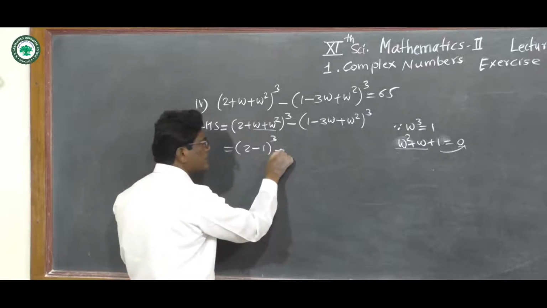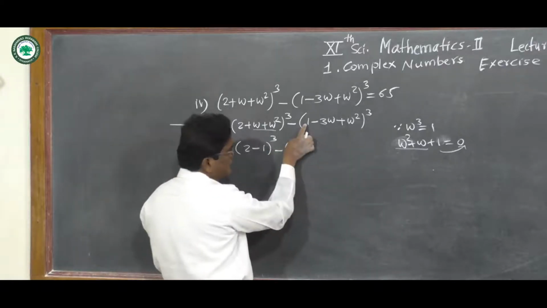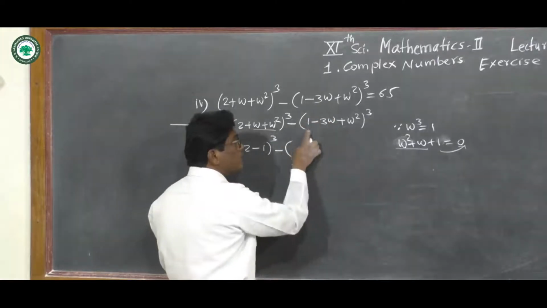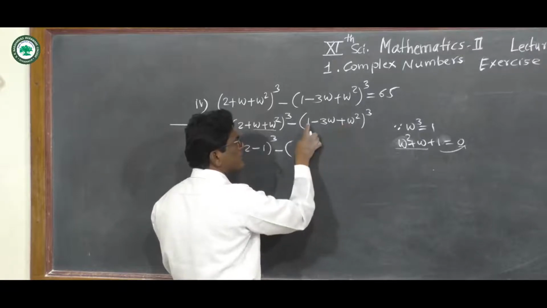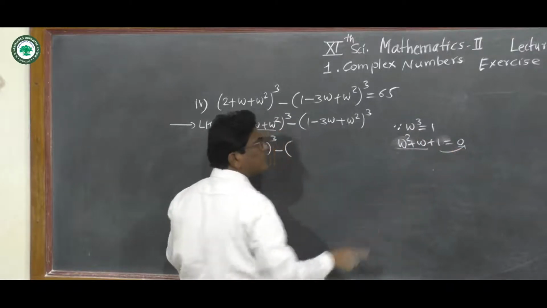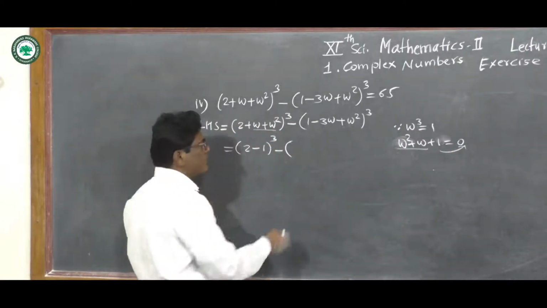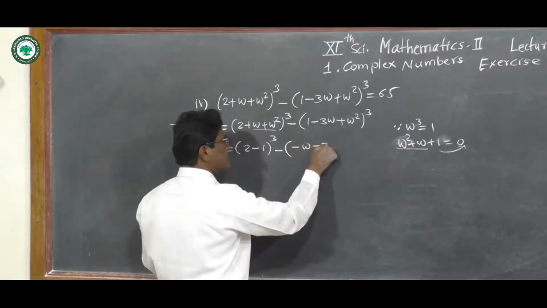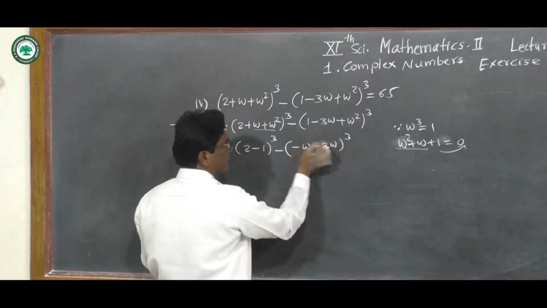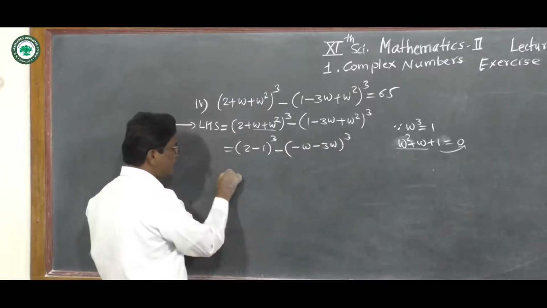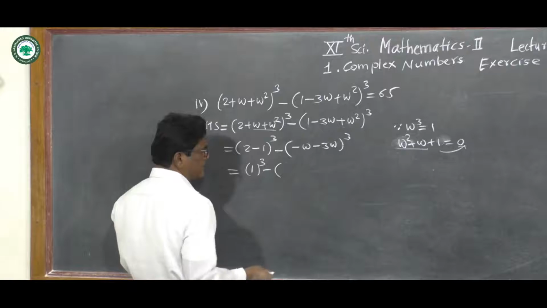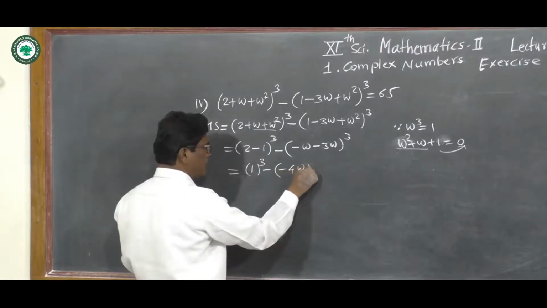Minus, in this bracket, minus 3 omega, keep it as it is, but 1 plus omega square, carry this omega to the right hand side, it is equal to minus omega. So minus omega minus 3 omega to the power 3. So we get here 2 minus 1, that is 1, 1 to the power 3, minus, here minus omega minus 3 omega. So it is minus 4 omega to the power 3.